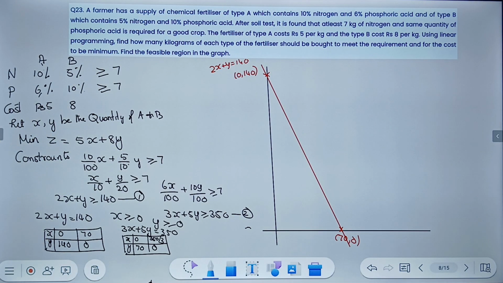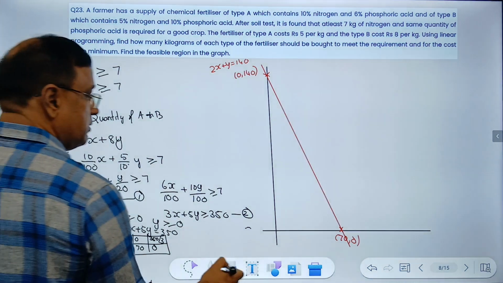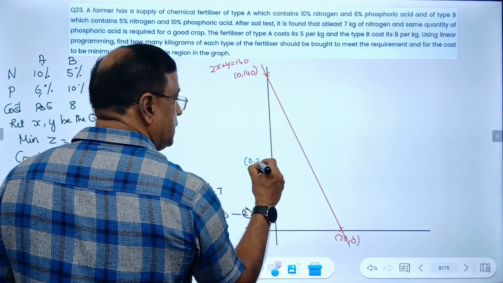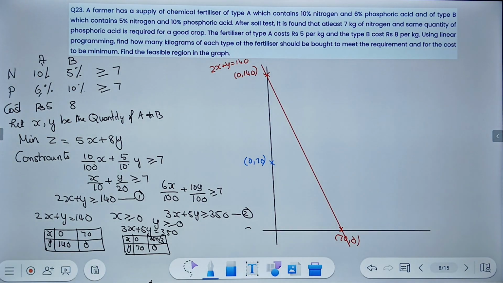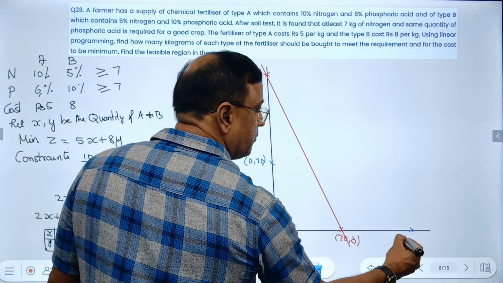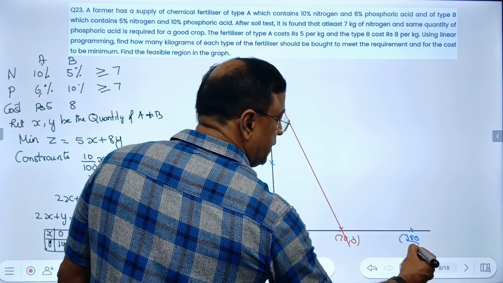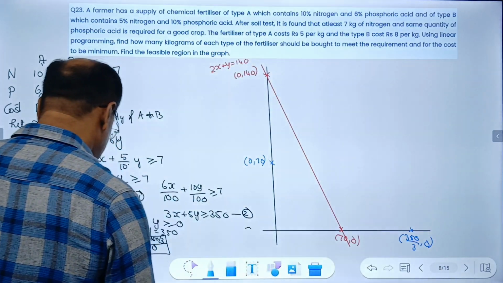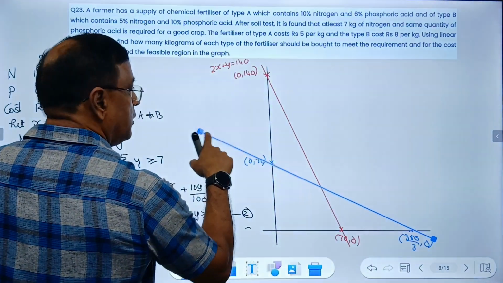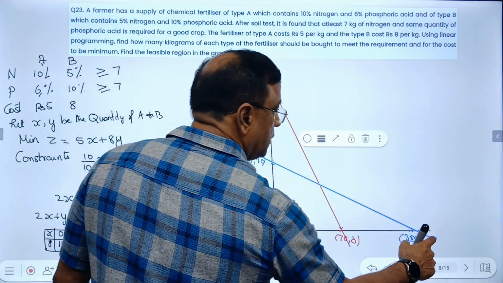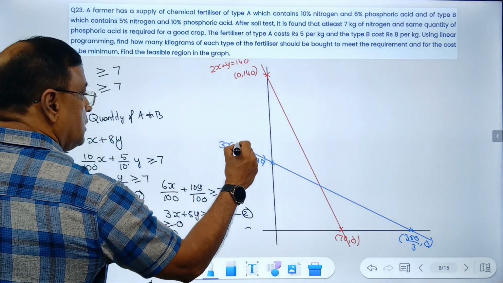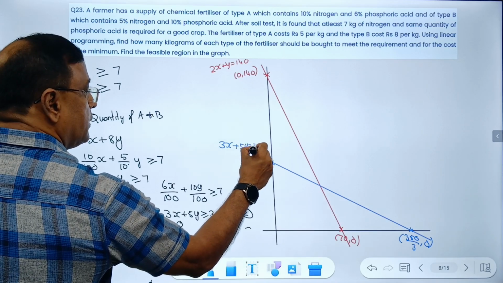Now go to the next one. It is 0, 70. 0, 70 is going to be somewhere here in the middle. 0, 70 followed by what? Followed by 350 by 3. 350 by 3 is more than 100, so it's going to be down here. So don't approximate it, just write as it is. And the graph, it's very simple. And what is this equation? This equation is 3x plus 5y equal to 350.